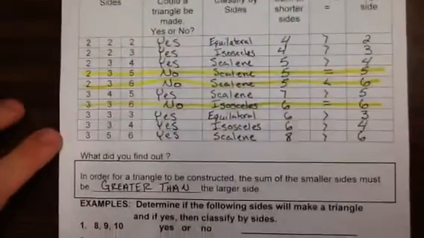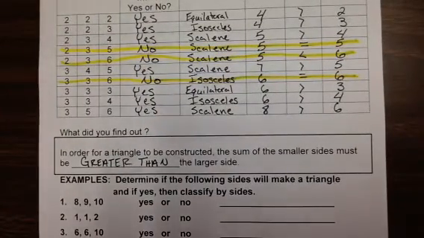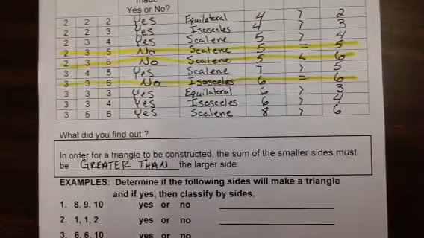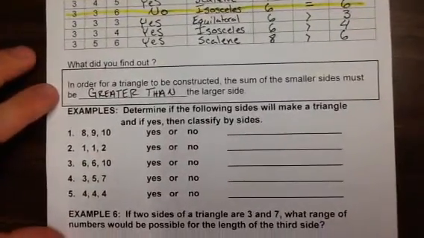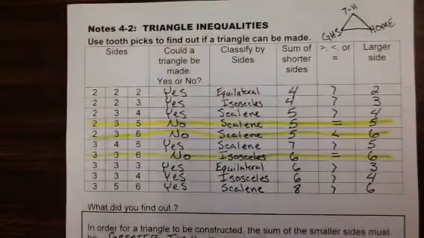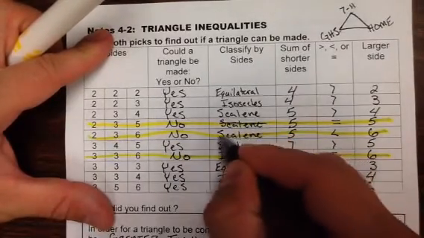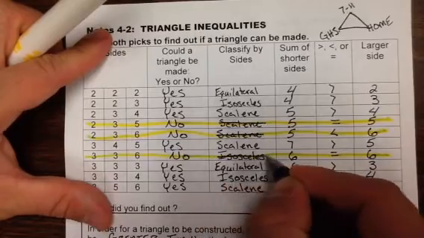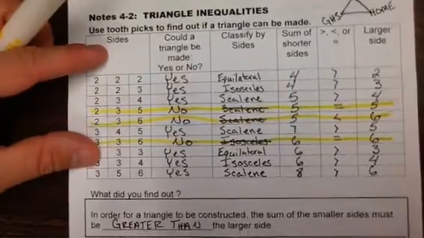So, thinking through it like that, this leads us to the thought process that in order for a triangle to be constructed, the sum of the smaller sides must be greater than the larger side. Looking down below, it says determine if the following sides will make triangles. If yes, then classify. So, real quick, that brings me back to a point here. 3 of these, we classified them, but they were not triangles. So I cannot classify them as triangles. Go ahead and put a line through those 3 as they cannot be classified since they are not a polygon.